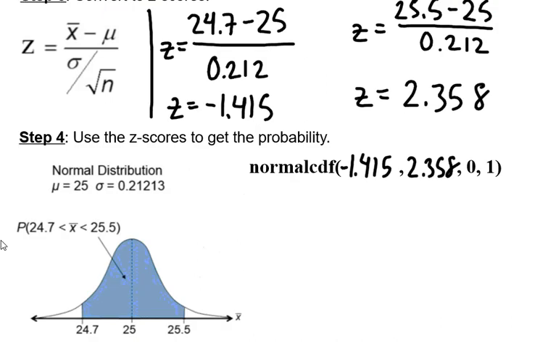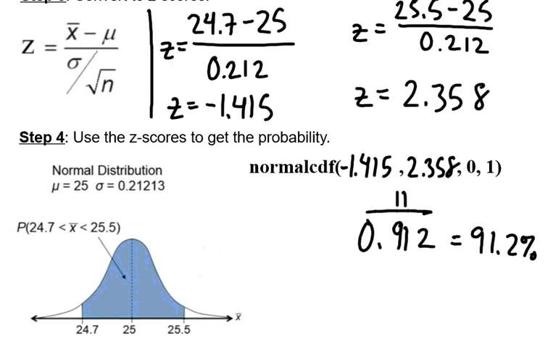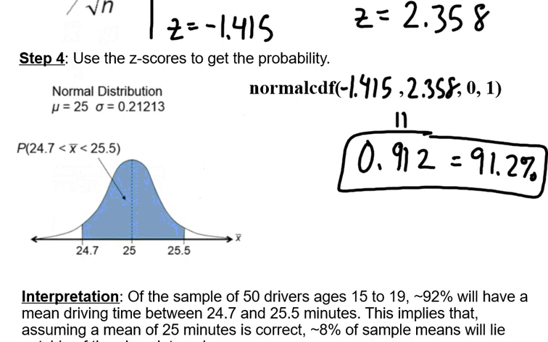And then I grab my calculator and I go to second distribution, normal CDF. My left bound is negative 1.415, right bound 2.358. My mean is 0, my standard deviation is 1 since I'm using z-scores. And I'm getting a probability of 0.912 or 91.2% likelihood that the average of that sample will be in between 24.7 and 25.5 minutes. That's a pretty specific range, but the reason why is because we took a sample and we found the average of that sample. It should be very close to the average.